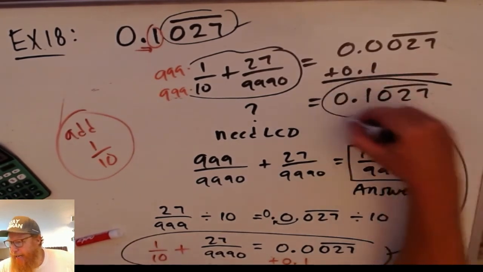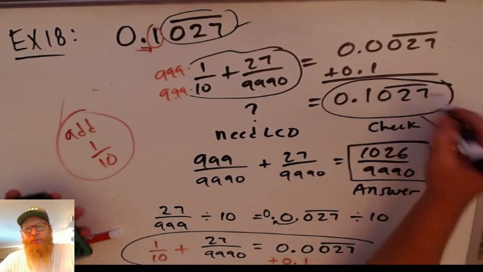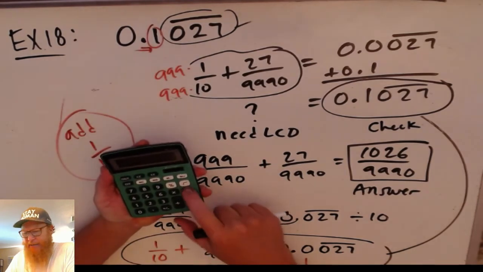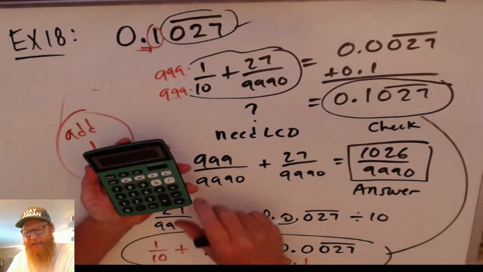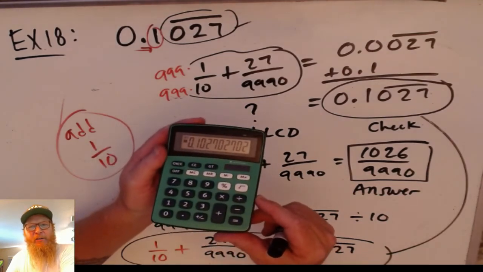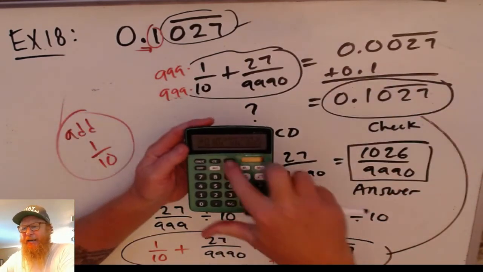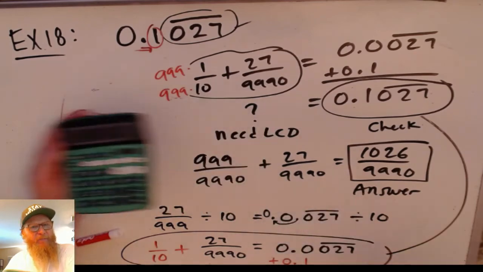And you want to check it? Just use your calculator to make sure you get this. Let's see. 1,026 divided by 9,990. And exactly what we thought we would get. 0.1. And notice the 1 never repeats. And then the only repeating is 027, 027, 027 forever and ever and ever.